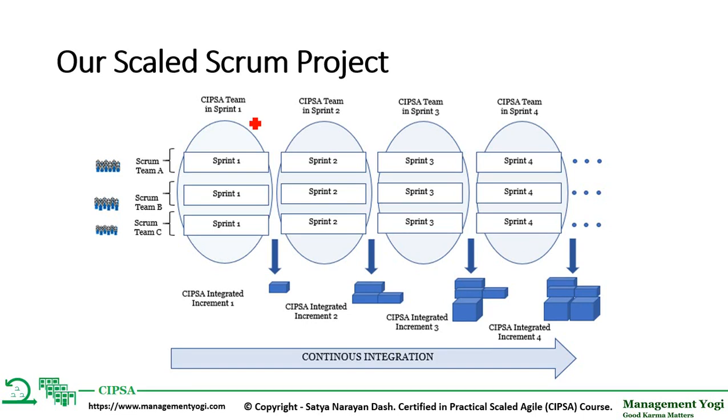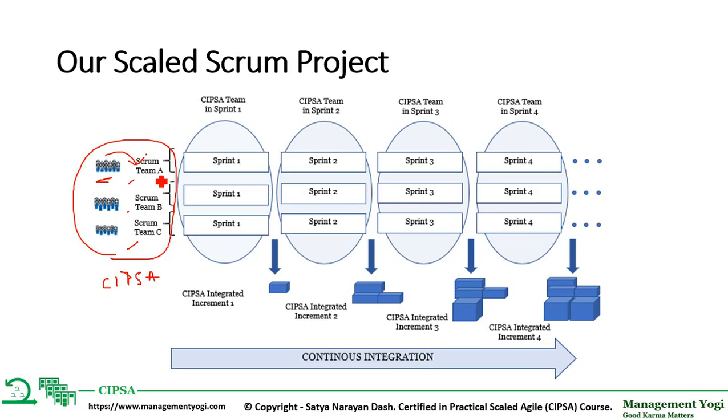Our Scaled Scrum project. So we need to understand the scenario in which our Scrum project, which has been scaled to multiple teams, is operating. Here, as you can see, we have three Scrum teams: Scrum Team A, Scrum Team B, and Scrum Team C. And these are the people who are involved in individual Scrum teams. Together, these three Scrum teams will be called the CIPSA team.